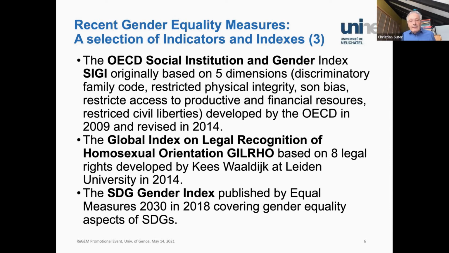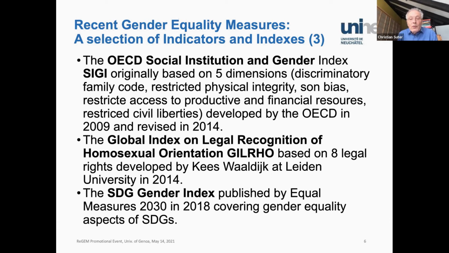We just discussed this element of the Sustainable Development Goals. So there is also an index which is focusing on these elements, and I think it is proposed by the Equal Measure 2030 Association. And if I correctly remember, the last edition covers 13 of the 17 Sustainable Development Goals. So these are new developments or current indexes that are proposed to measure gender equality.